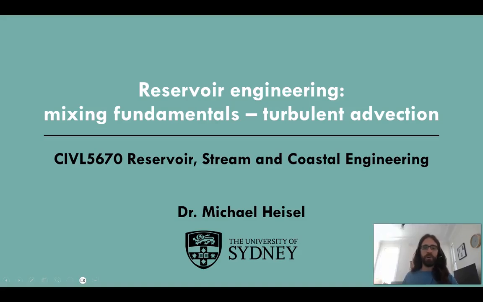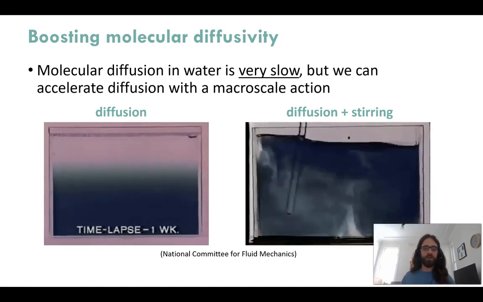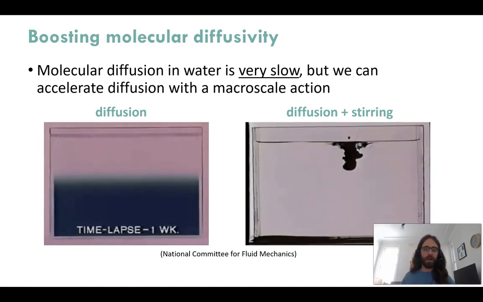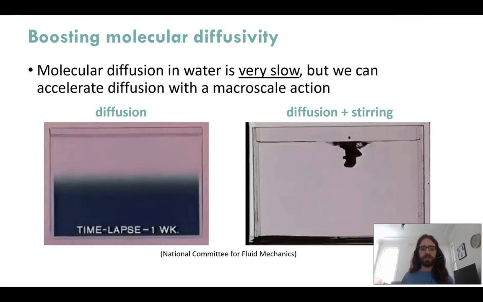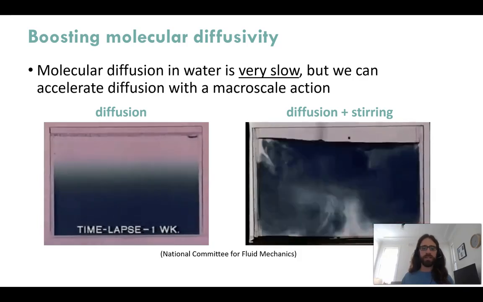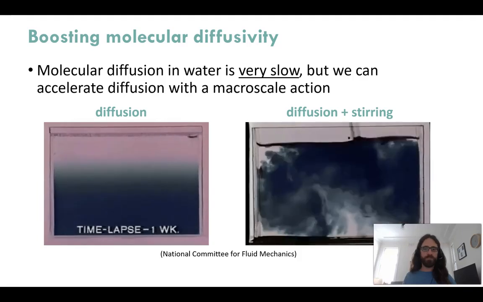Hi y'all, we are now going to turn from microscale diffusion to macroscale actions that can help us to accelerate mixing. So as we've seen, molecular diffusion is very slow, especially if you leave it to act on its own, as you see in the animation on the left. However, we can significantly accelerate this process by adding an additional macroscale action. For instance, there is stirring being imposed on the right from some sort of an external source. And this addition of stirring on top of diffusion is taking something that would take weeks or months and causing it to take a matter of seconds.